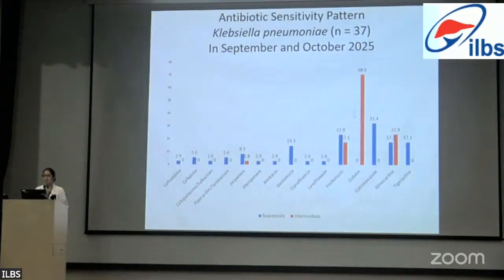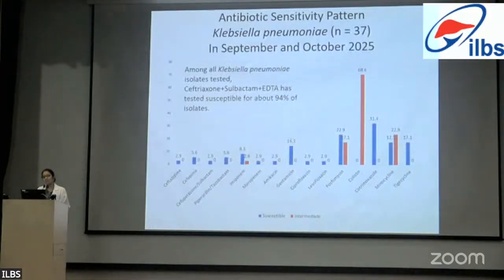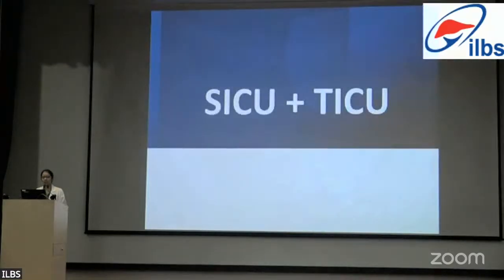Then, like I was talking about the antibiogram, here we can see in the month of September, for Klebsiella pneumoniae, colistin has retained its intermediate status. And the other options that can be there are fosfomycin and minocycline. So this was the antibiogram that I showed 2 months back. As you can see, there is no major change in the antibiogram. It's pretty much the same here as well. Here also fosfomycin and minocycline had some role apart from colistin. And amongst all the Klebsiella pneumoniae isolates, ceftriaxone, sulbactam, and EDTA combination tested susceptible for around 94% of the isolates.